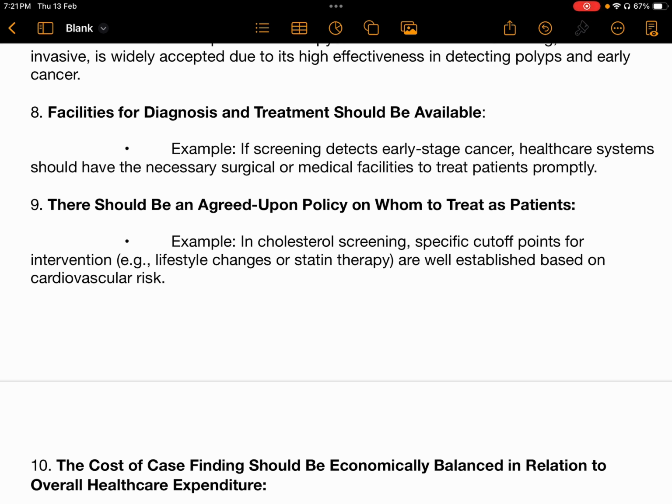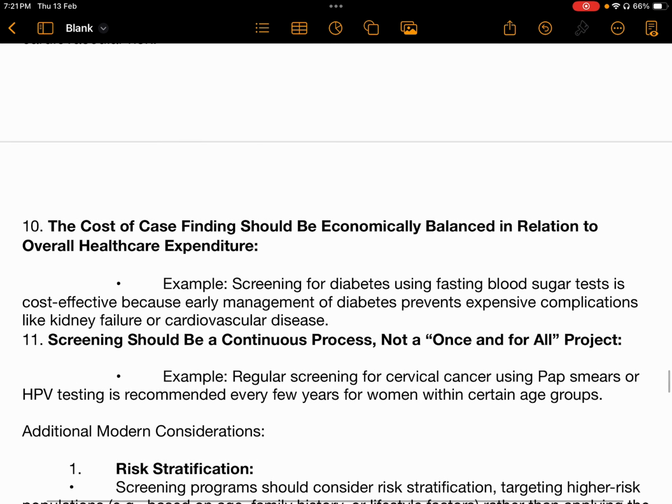Example is cholesterol screening, specific cutoff points for intervention like lifestyle changes or statin therapy are well established based on the cardiovascular risk. Then coming to the 10th principle, the cost of case finding should be economically balanced in relation to overall healthcare expenditure. The cost of the screening program should be justified in relation to its benefits. This includes not just the cost of the screening itself, but the cost of the follow-up testing, diagnosis, and treatment of individuals who screen positive.